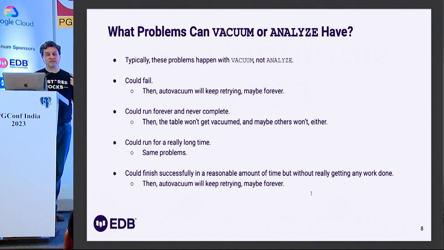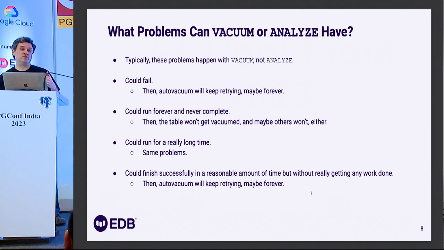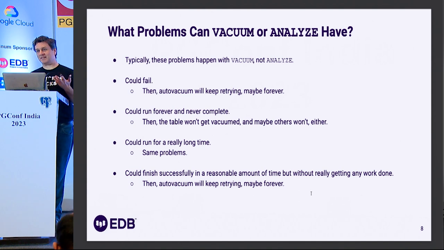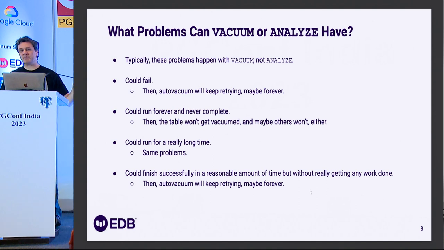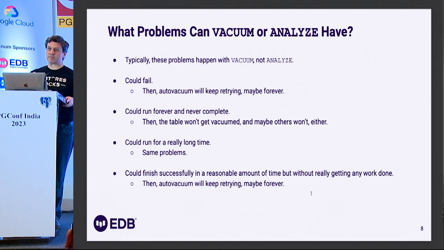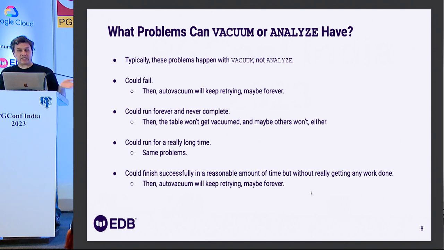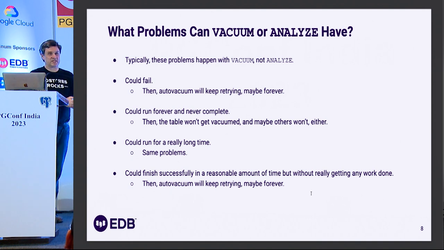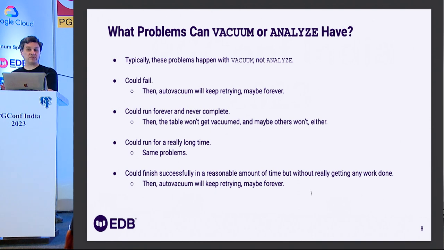Another problem that could happen when you try to run really any command, but in particular vacuum, is maybe it will run forever for some reason and never complete. Well, if that happens, then that table is not getting vacuumed because the command is not completing. And possibly other tables are also now not getting vacuumed, because if autovacuum is busy looking at that table, then it's not looking at your other tables, perhaps.